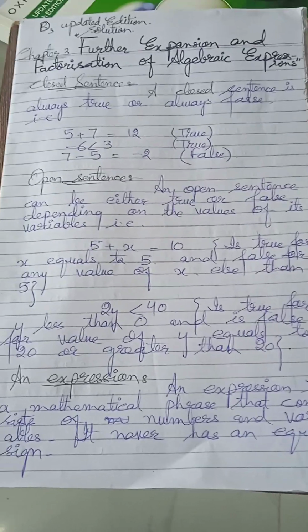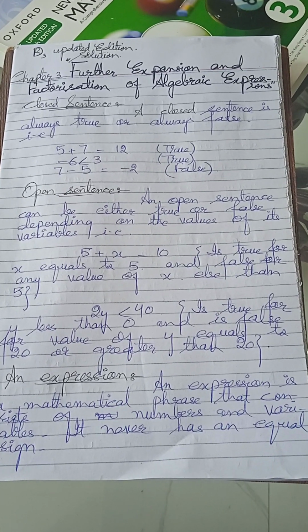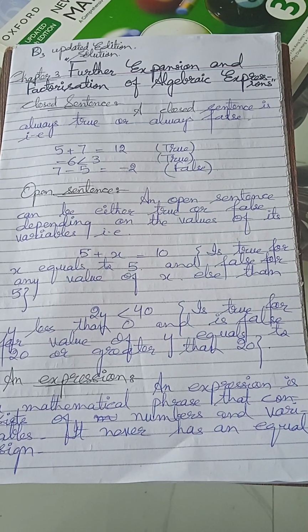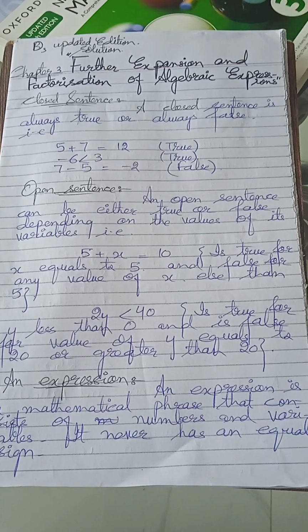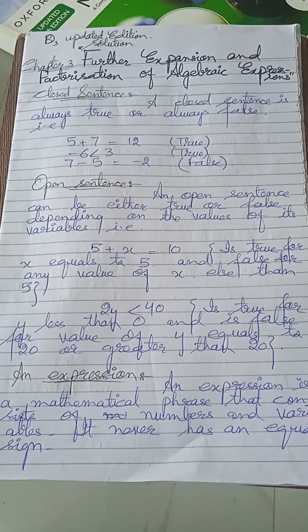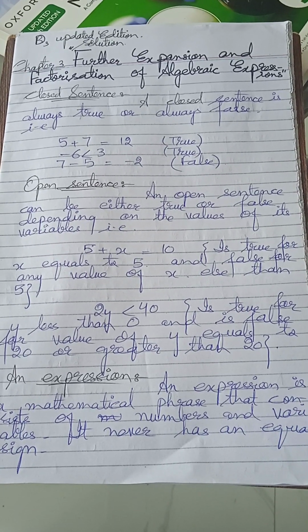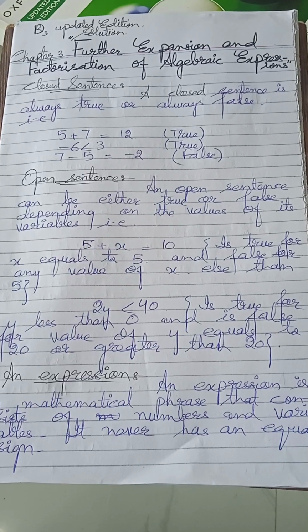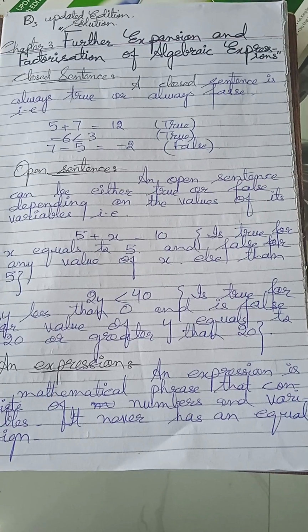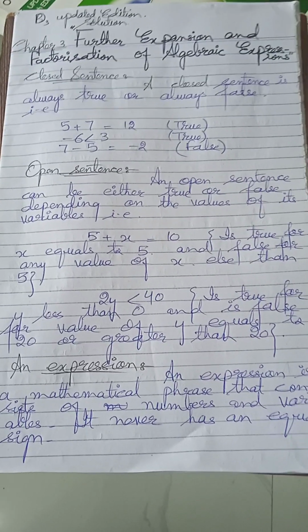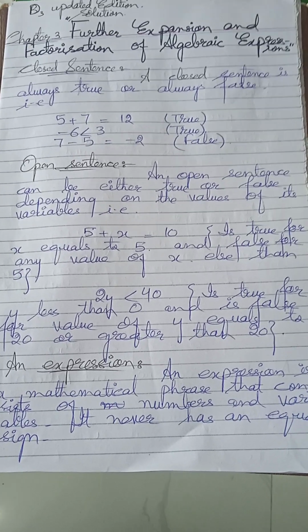Similarly, we can see that 2y is less than 40. It's true for y less than 20 and is false for all values of y that are either equal to 20 or greater than 20. So in short we can say that in a closed sentence we have only one possibility, either it's true or it's false, whereas an open sentence has variables, and it means that it has a possibility of being true or being false.